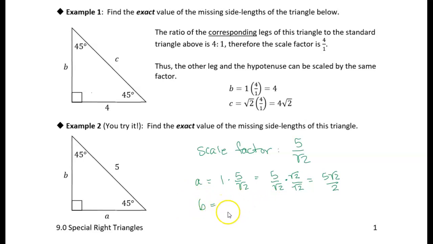Okay. All right. So then, now in the 45, 45, 90 triangle, A and B are the same, right? And so we're just going to get, again, 5 square root 2 over 2. Okay. Or you could write it 5 over square root of 2. All right. So there you go. We've solved for all the remaining sides in this triangle, and I'll meet you in the next video.